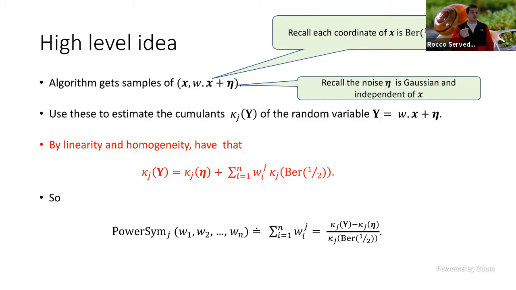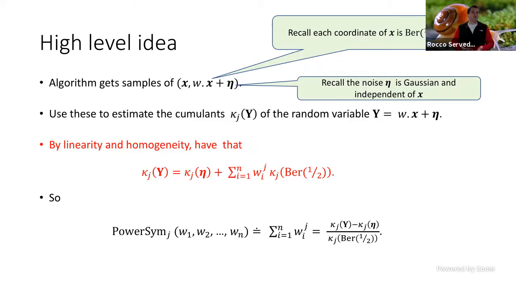So just to remind ourselves of the basic setup, we get these samples. We get the n-bit string x, and then we get w.x plus the noise. Remember, each of the coordinates of x is this Bernoulli +1 or -1, equally likely random variable. And we're going to assume for now that the noise is Gaussian. So I get these samples of w.x plus noise. I can certainly draw a bunch of these samples and estimate the cumulants. For any j that I'm interested in, I can come up with a high accuracy estimate of the jth cumulant of that random variable y, which is just my stand-in for w.x plus the noise.